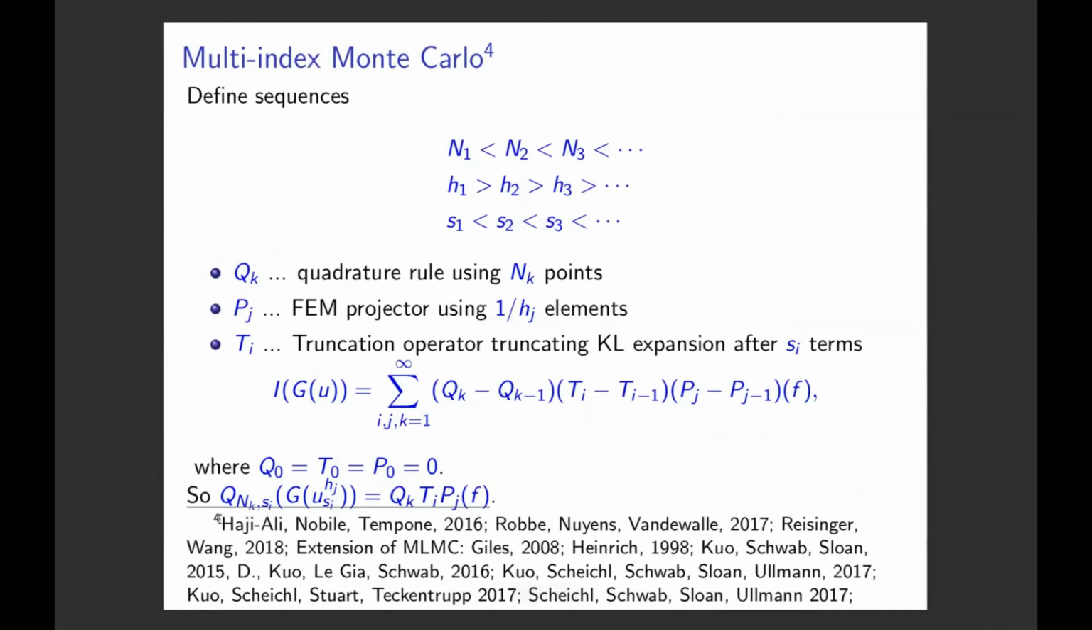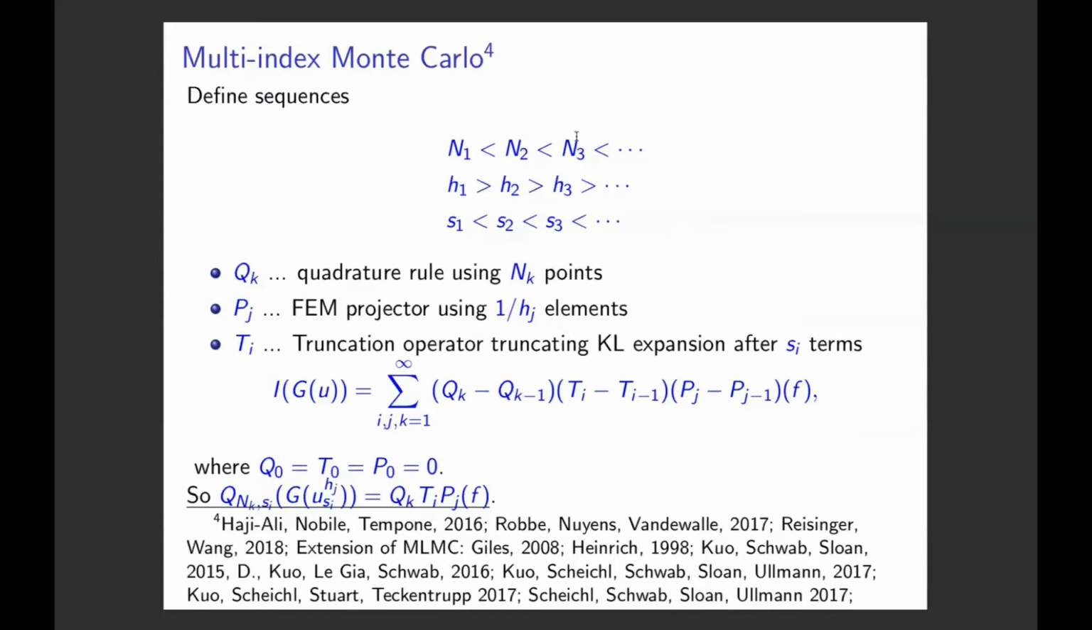So for instance, if we apply Pj, Ti, and Qk to the function f, then that is just a quadrature rule with nk points, where the PDE problem has been truncated after si terms, and we use a finite element method where the mesh width is hj.